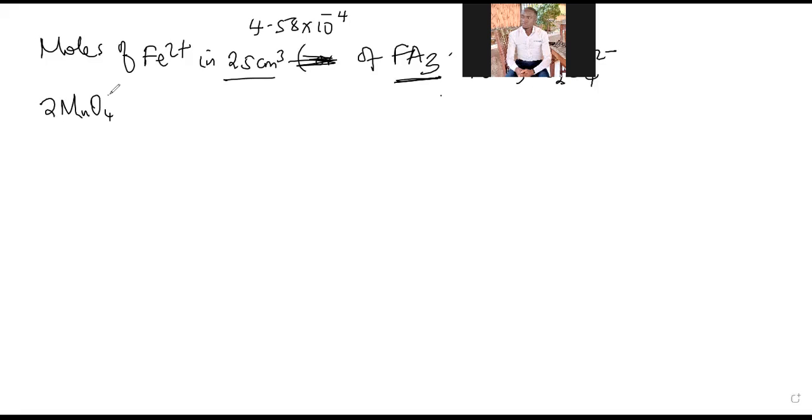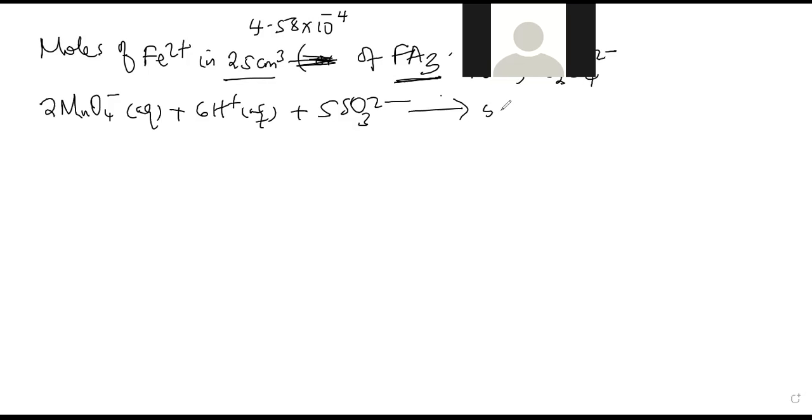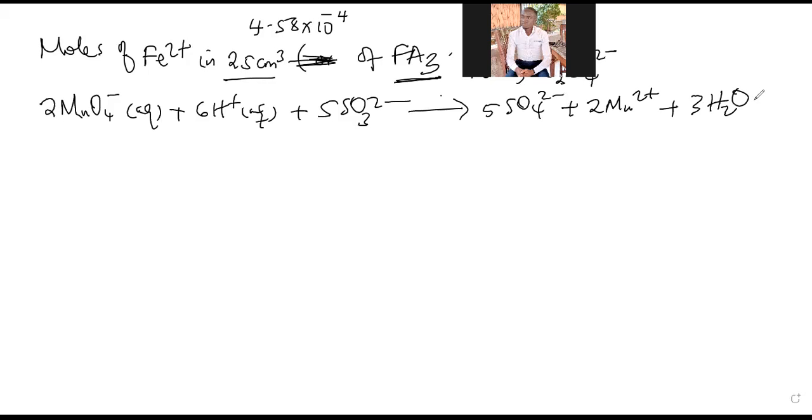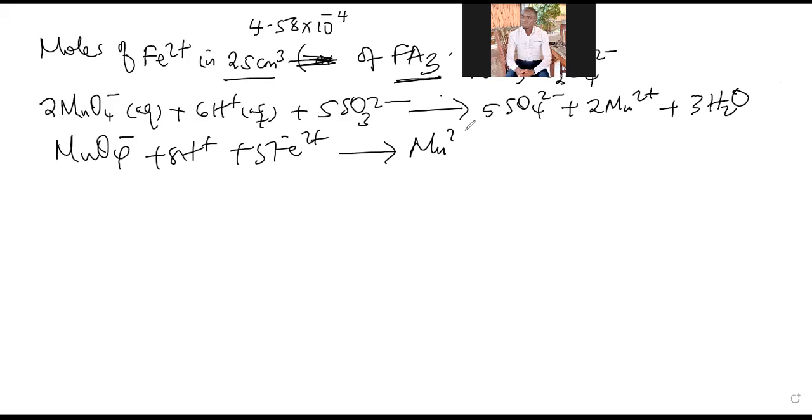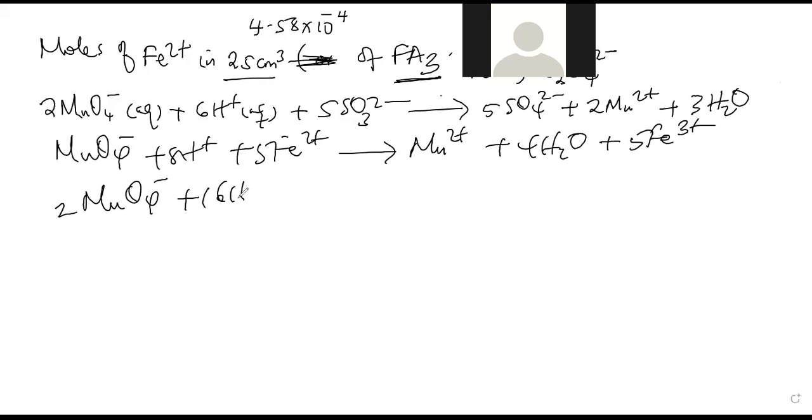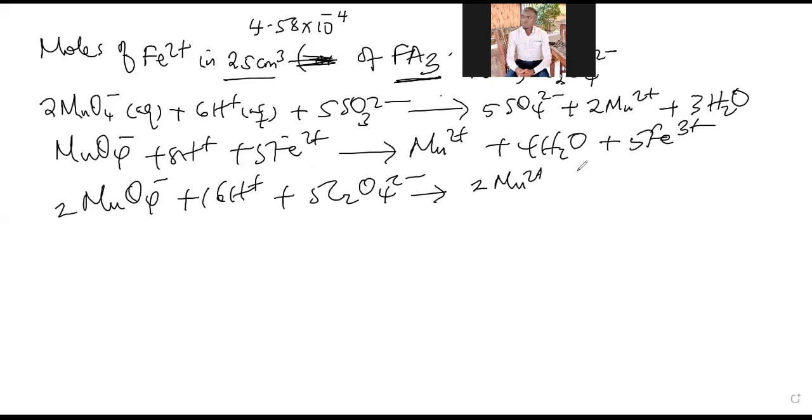When an oxalate is also involved, there are those equations which they gave us. 2 manganate plus 6 hydrogen ions plus 5 sulfite, giving 2 manganese plus 3 water. I will not be including state symbols. Then manganate plus 8 hydrogen ions plus 5 iron 2 ions, giving manganese plus 4 water molecules and 5 iron 3 ions, because it will be oxidized. Then we have 2 manganate plus 16 hydrogen ions reacting with 5 oxalate ions to give 2 manganese ions plus 8 molecules of water and 10 carbon dioxide.